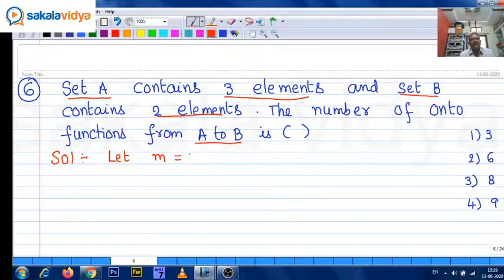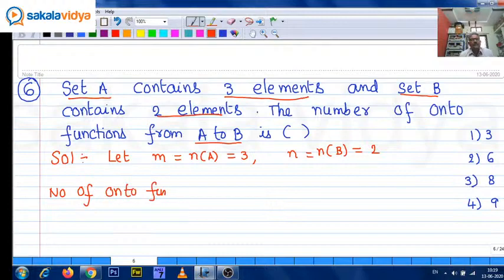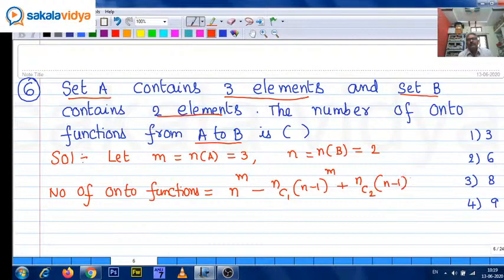m equals n(A), whose value is m. n equals n(B), whose value is 2. Now number of onto functions. Formula: the number of onto functions is equal to n to the power of m minus nC1 (n minus 1) to the power of m plus nC2 (n minus 1)(n minus 2) whole to the power of m minus and so on.